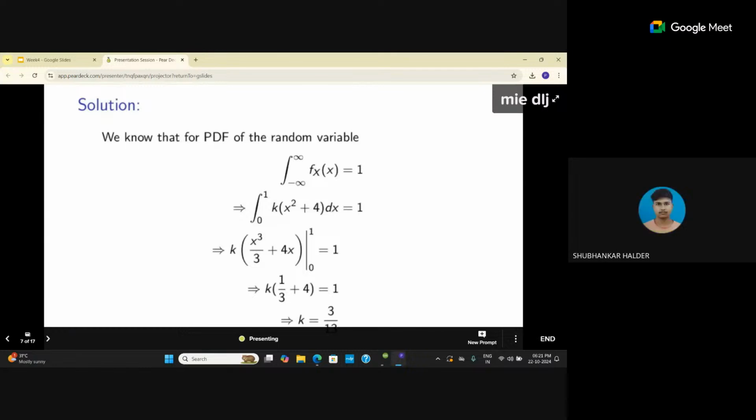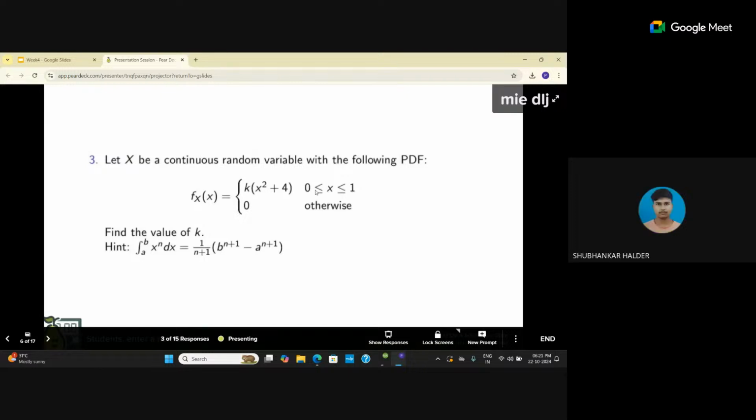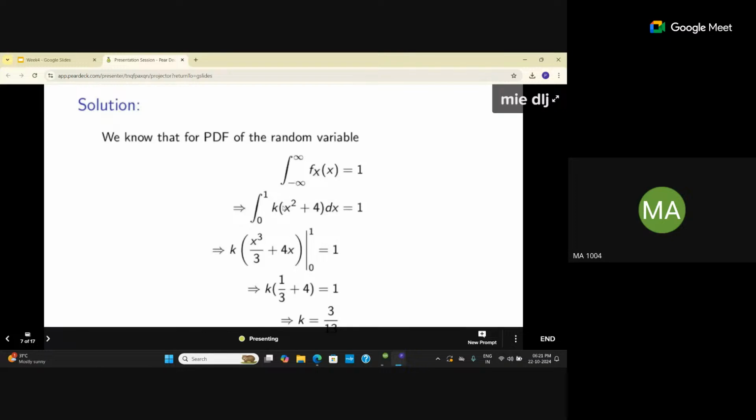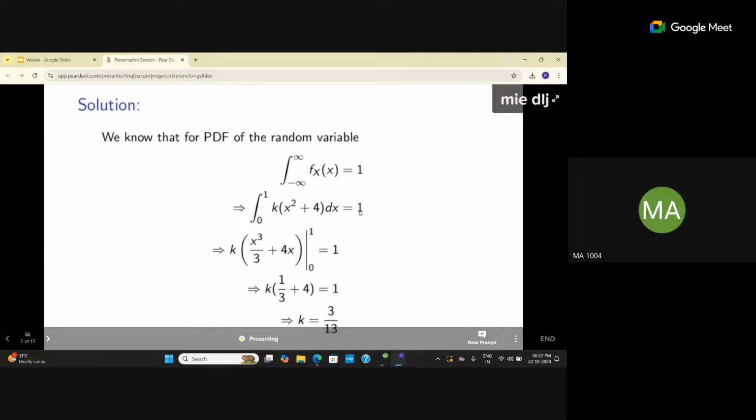So you know the property of PDF. You have to integrate the PDF over the range of x. Okay. What is the range of x here? It is taking value from 0 to 1, right? So in 0 to 1, we will integrate the PDF and it should be equal to 1, right? This is the property of PDF. Yes, ma'am. Okay. Now when you integrate it, the value of k will be 3 by 30.